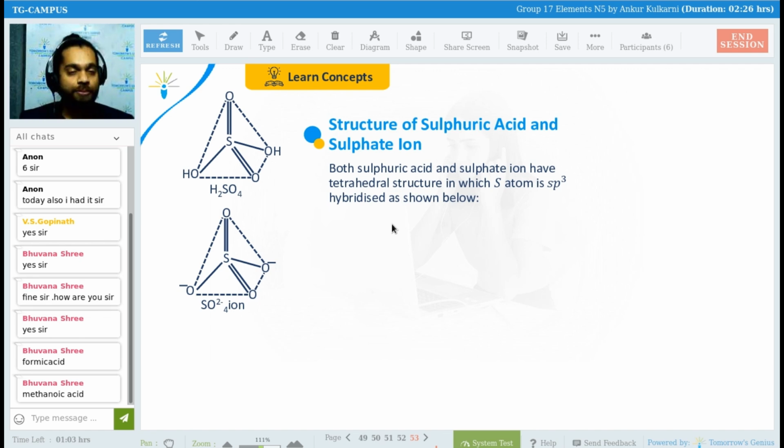No, there has to be some reason why it is a strong acid. Can anyone tell me why sulfuric acid is a strong acid, or what is a strong acid?